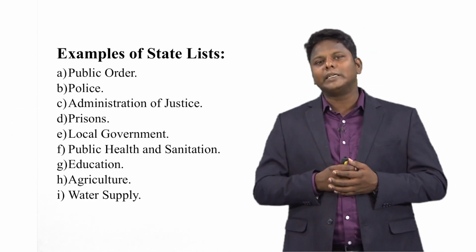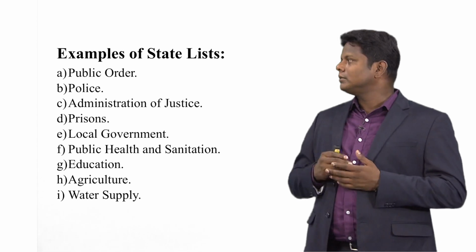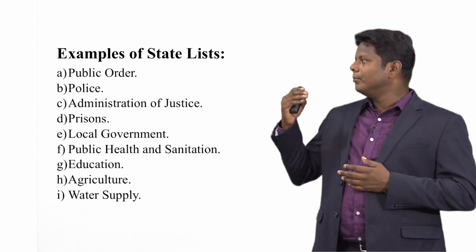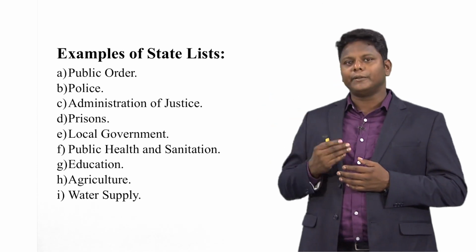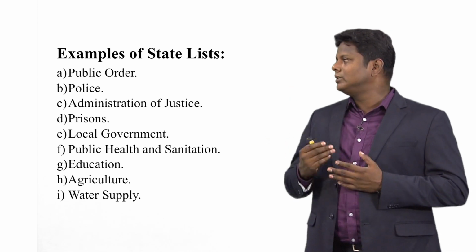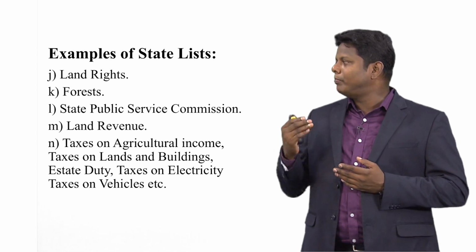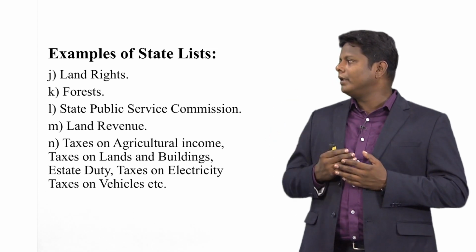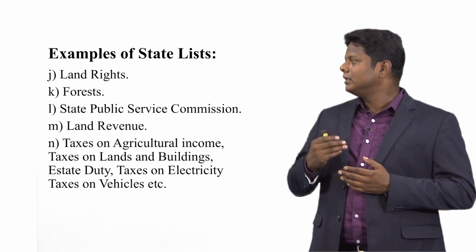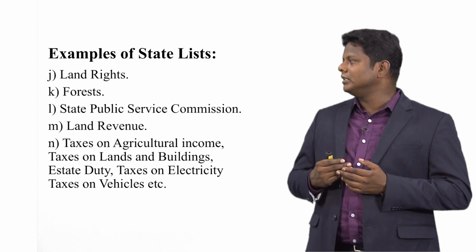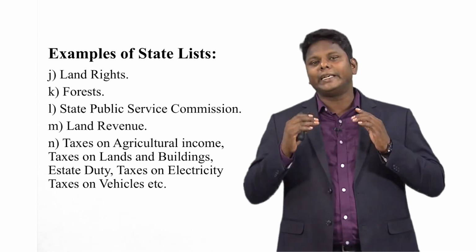Now we will discuss a few examples for the state list: public order, police, administration of justice, prisons, local government, public health and sanitation, education, agriculture, water supply, land rights, forest, state public service commission, land revenue, taxes on agriculture income, taxes on lands and buildings, estate duty, taxes on electricity, taxes on vehicle, and so on. These are all a few examples of the state list.